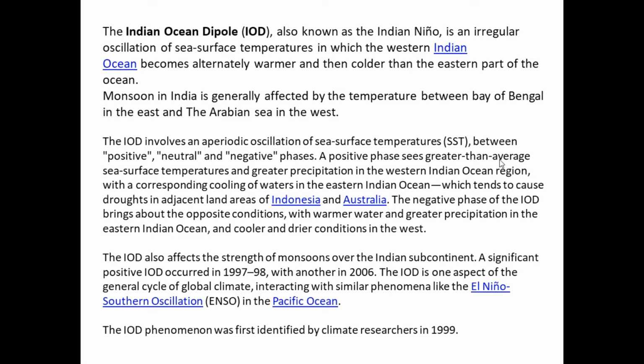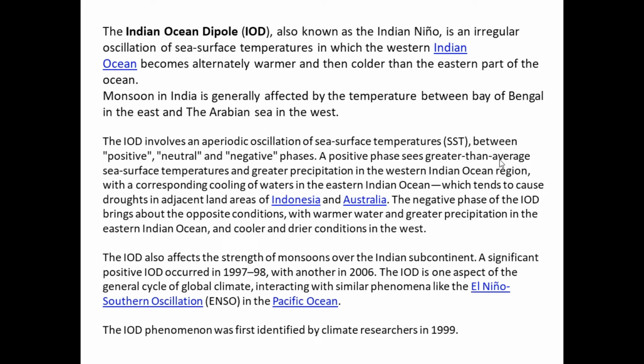A significant positive IOD occurred in 97-98. Strong El Niño then, with another in 06. The IOD is one aspect of the general cycle of global climate interacting with ENSO in the Pacific Ocean. As I left off the second video, everything is interconnected. PDO, IPO, ENSO, IOD, AMO, NAO, they're all interconnected.